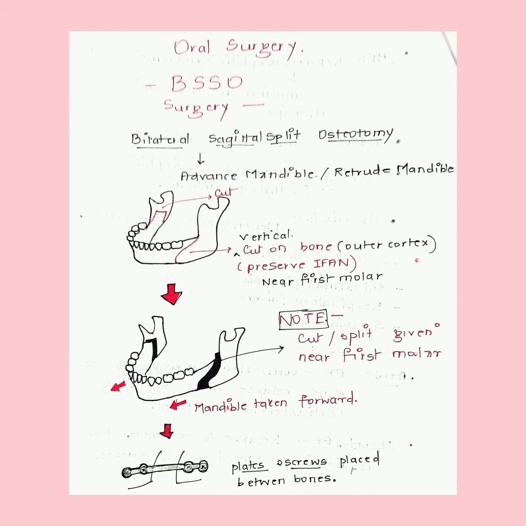Let us understand this technique quickly. So, a vertical cut on the outer cortex is given. We do not have to go into the cancellous bone area or medullary area because there we have the neurovascular bundle, and we have to preserve the inferior alveolar nerve. So we give this cut in the first molar area or between the first and second molar, and then accordingly the mandible is either taken forward or retruded depending on the situation or case.